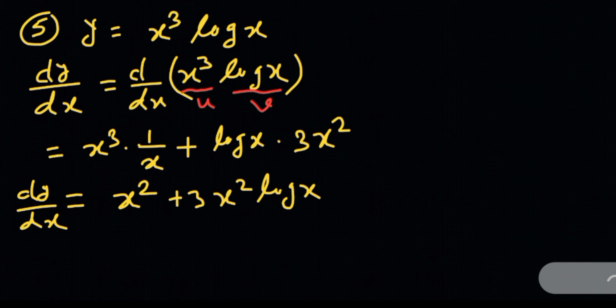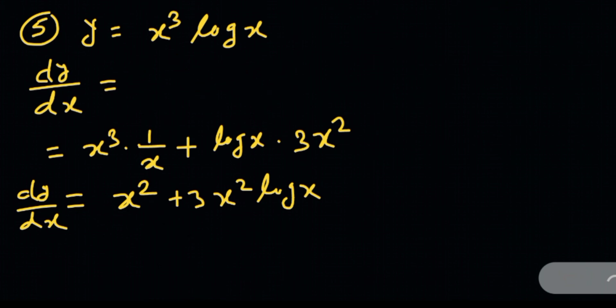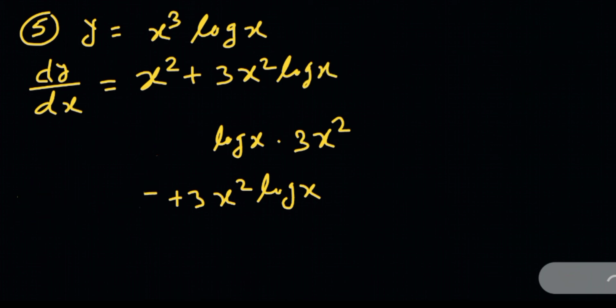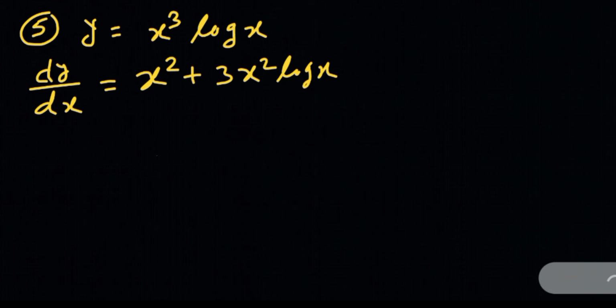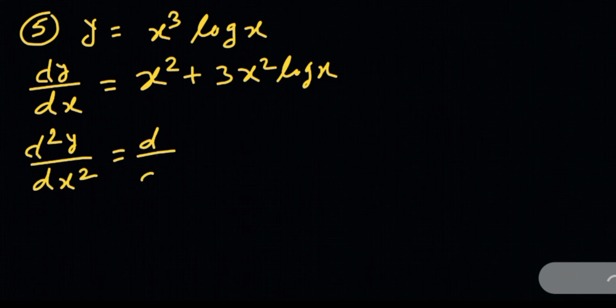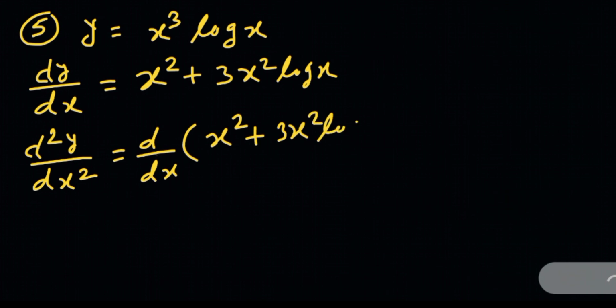Okay, so in this way we got dy upon dx as x square plus 3x square log x. So I will write dy upon dx here, and I will solve on this page only. So I am writing x square plus 3x square log x. Okay, this is my dy upon dx. Now using this dy upon dx, we have to find d2y upon dx square. That is nothing but the derivative of dy upon dx with respect to x, and we got dy upon dx as x square plus 3x square log x.